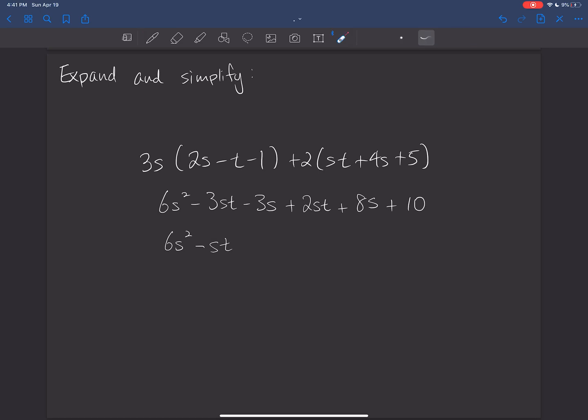And then I see the s terms. I have a negative 3s and a positive 8s. So together that would be positive 5s. And the 10 will stay the same, plus 10. And that's it.